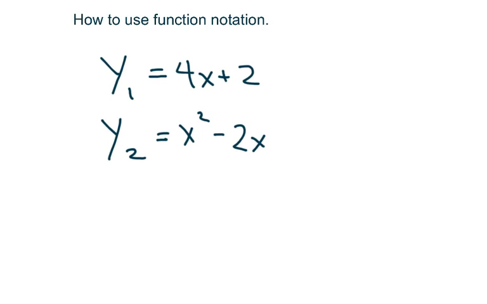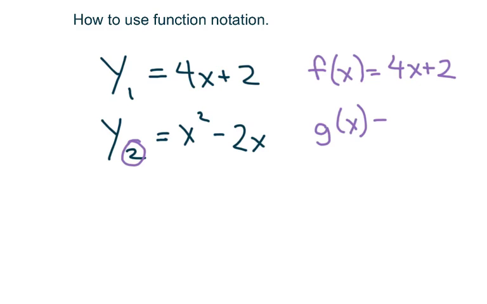Okay, hi everyone. We're going to use function notation in this video. You're used to seeing things in terms of solving for y in terms of x. And all we're going to do is change this to function notation. Instead of saying y, we're going to write this as f of x equals 4x plus 2. And it's our second function. Instead of saying f of x, we're going to go g of x equals x squared minus 2x.